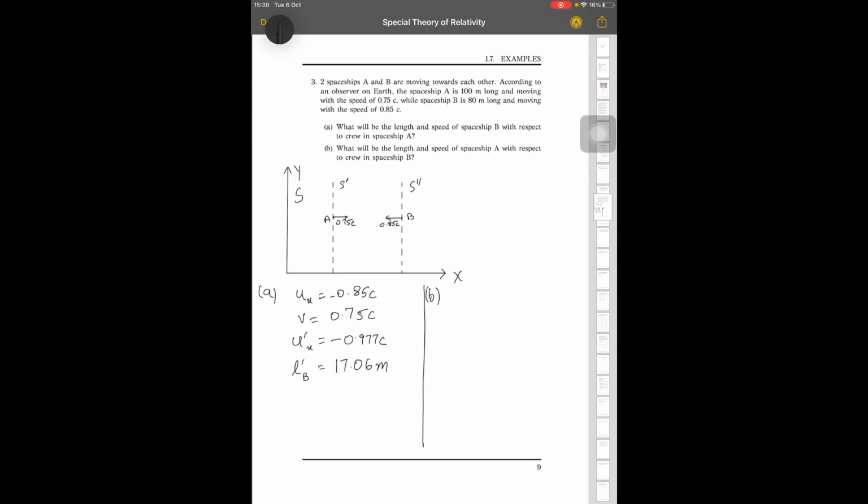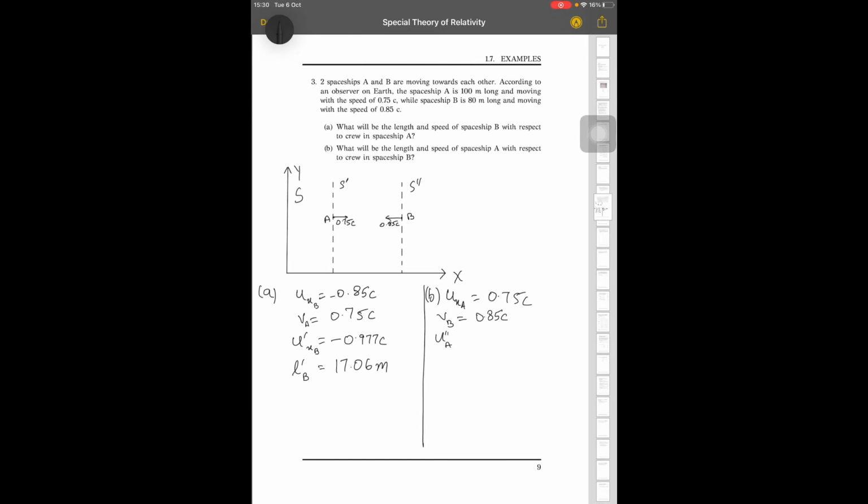Okay, wait, let me add UXB over here, VA and U dash XB and length of B. And here UXA equals 0.75 C, VB equals 0.85 C.